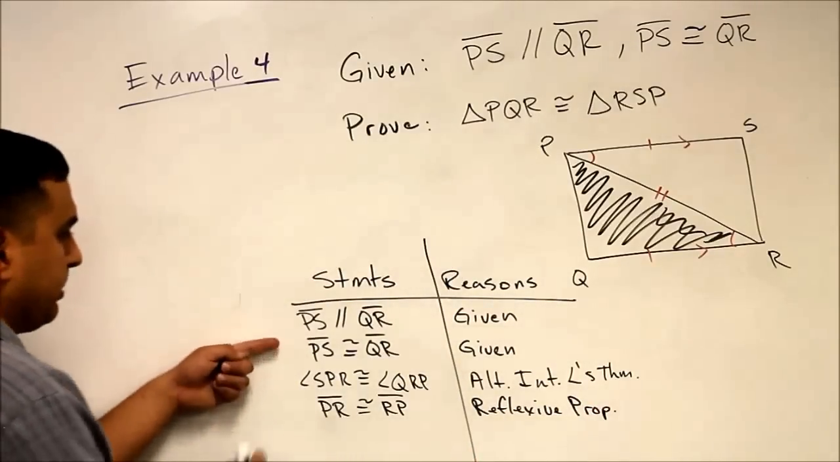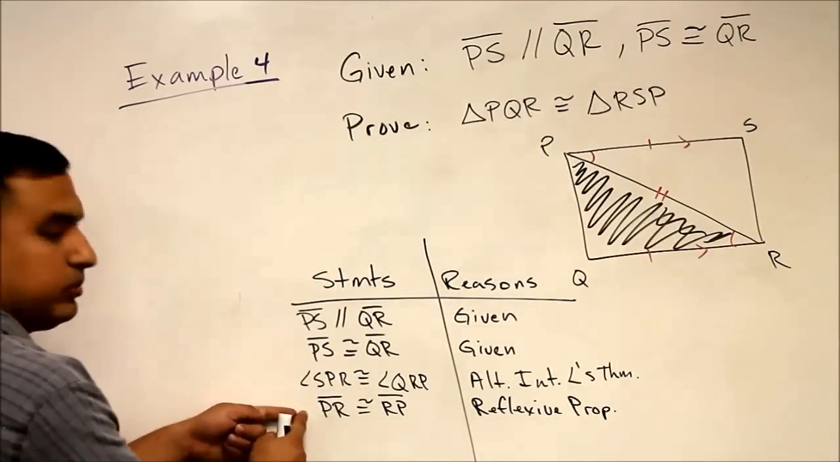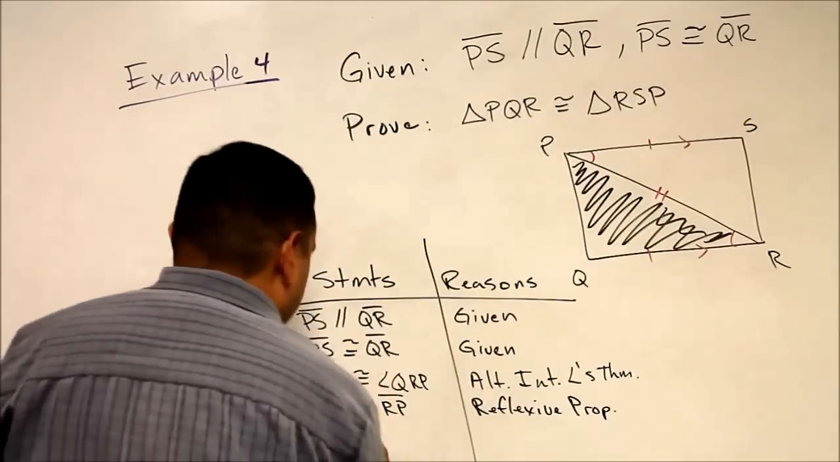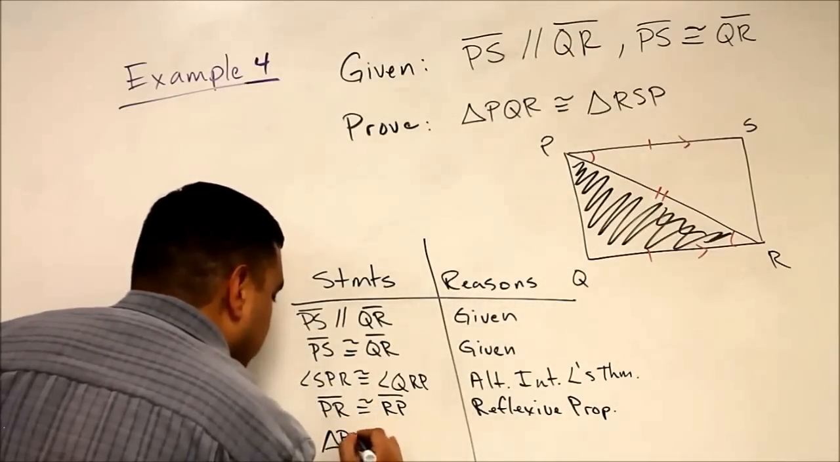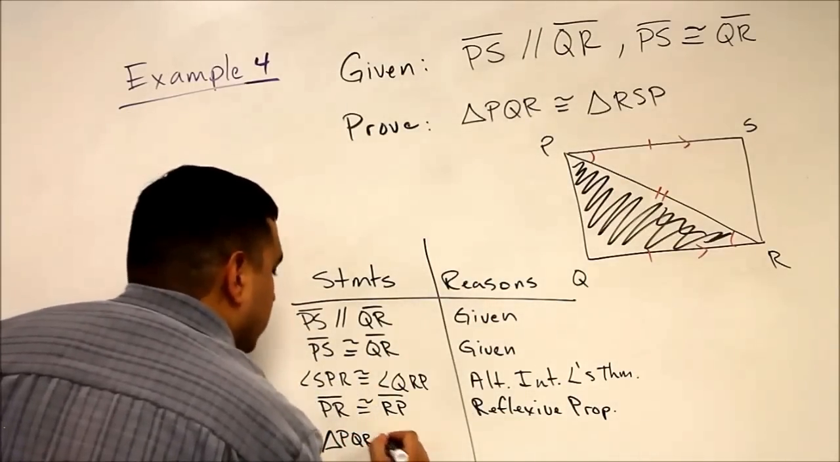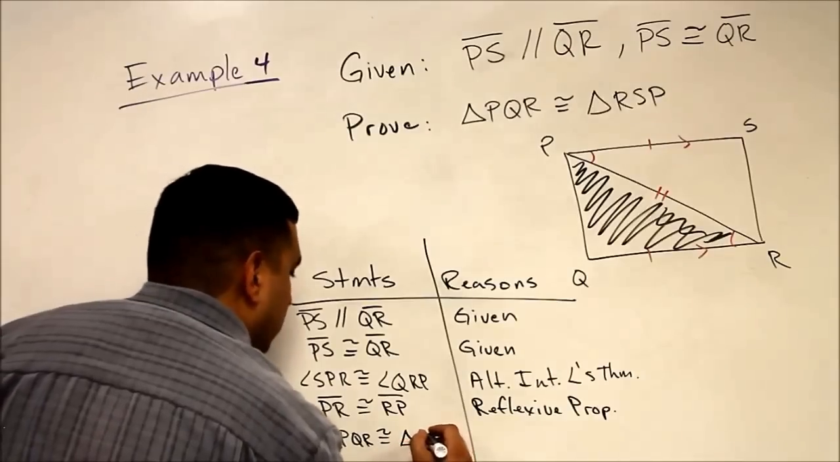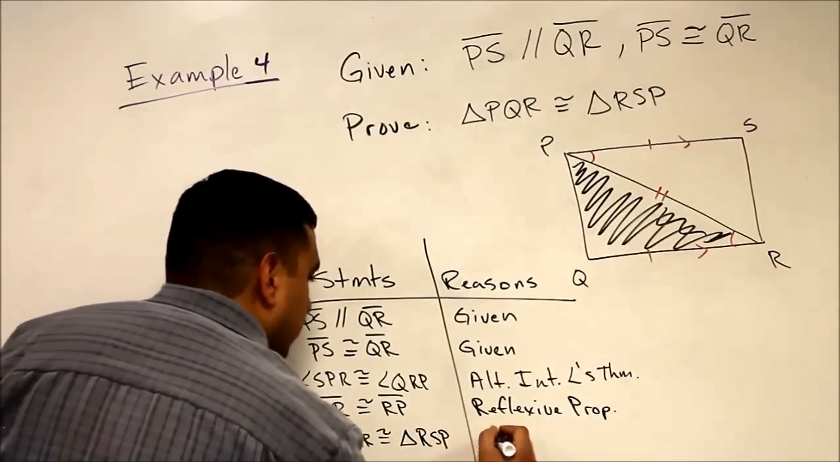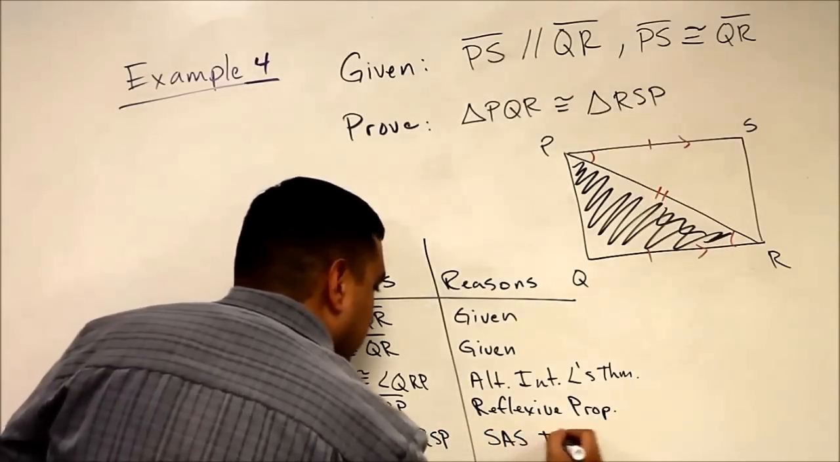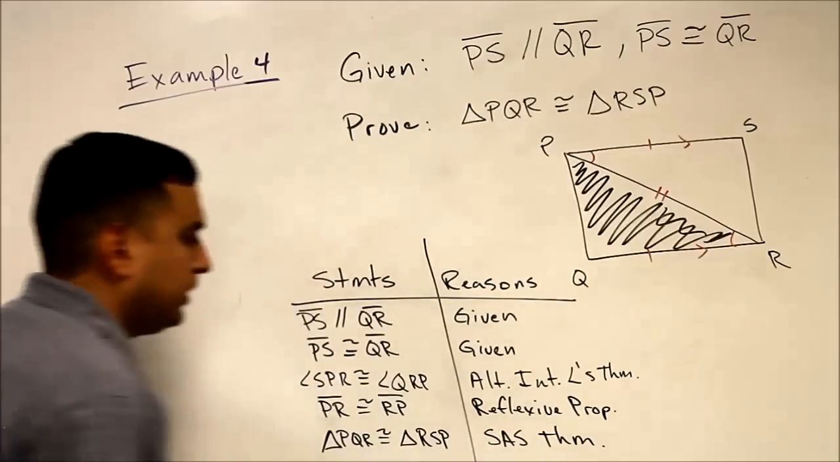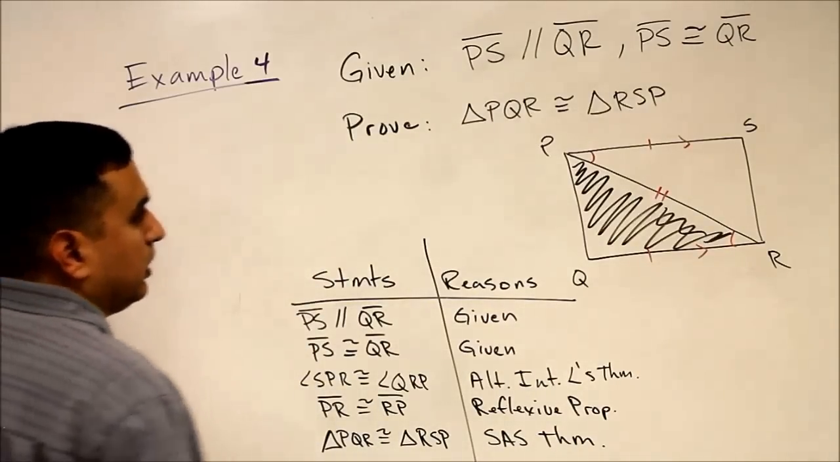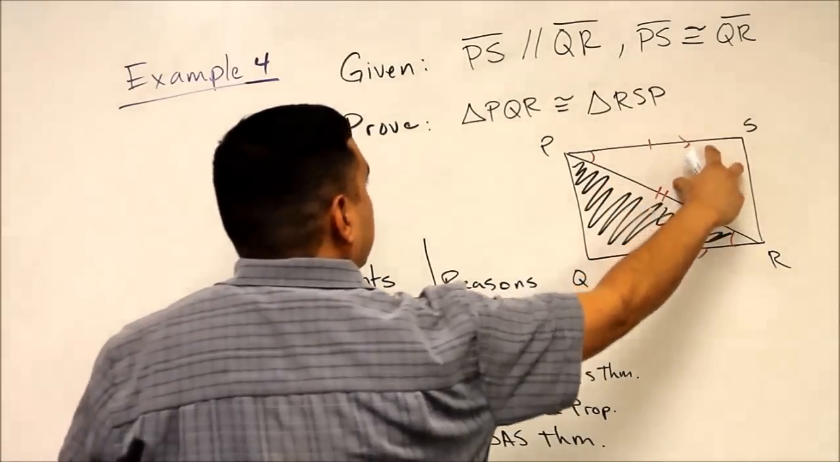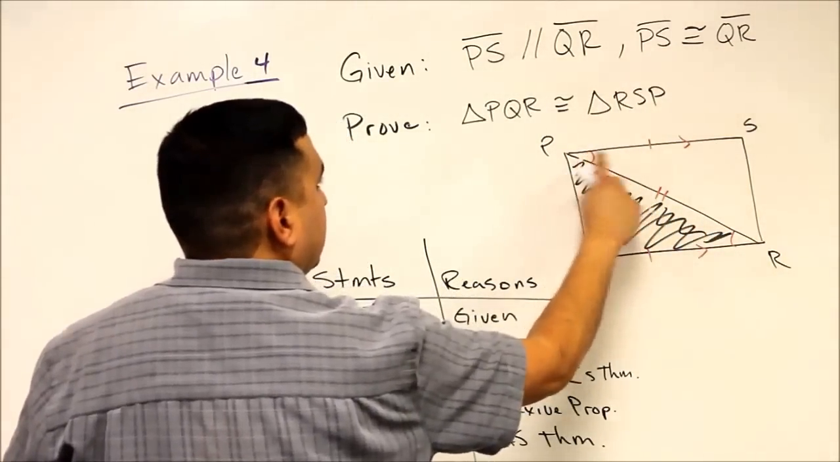Okay, and so there's my side, my included angle, and my side. So now I can make the statement that triangle PQR is congruent to triangle RSP because of the side, angle, side theorem. Okay. So there it goes. I know this triangle is congruent to this triangle because of my side, angle, side.